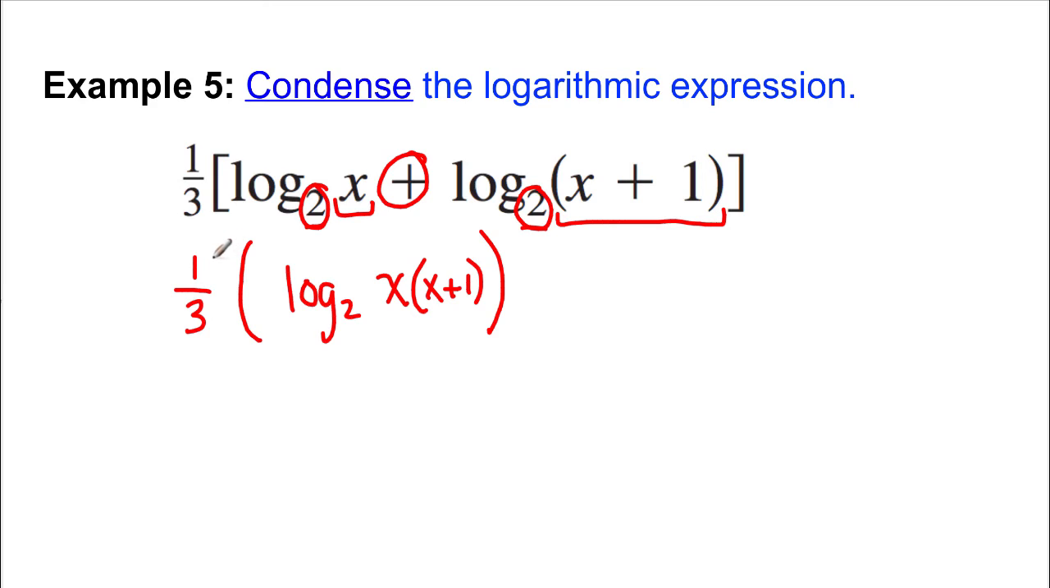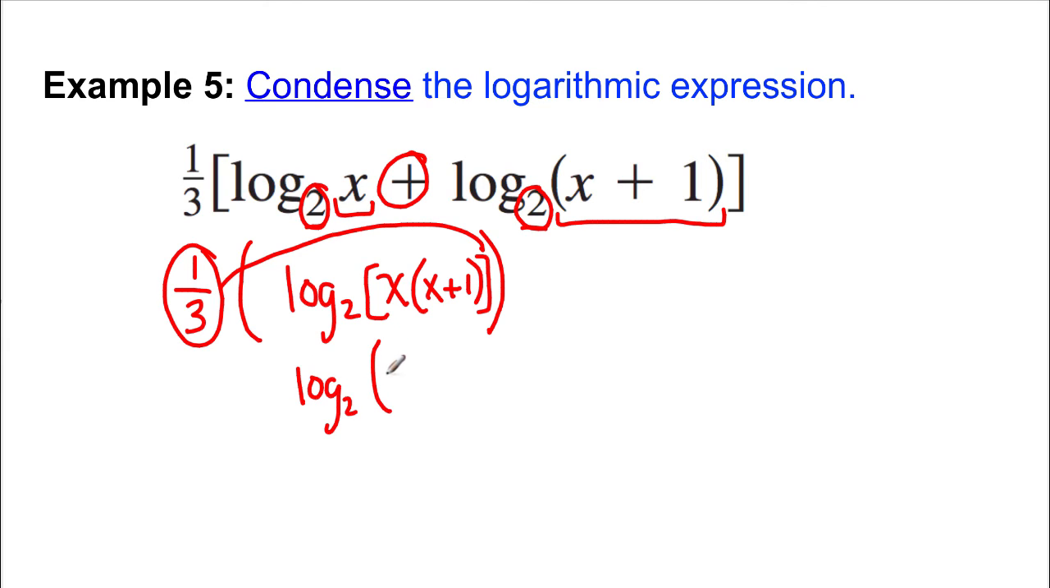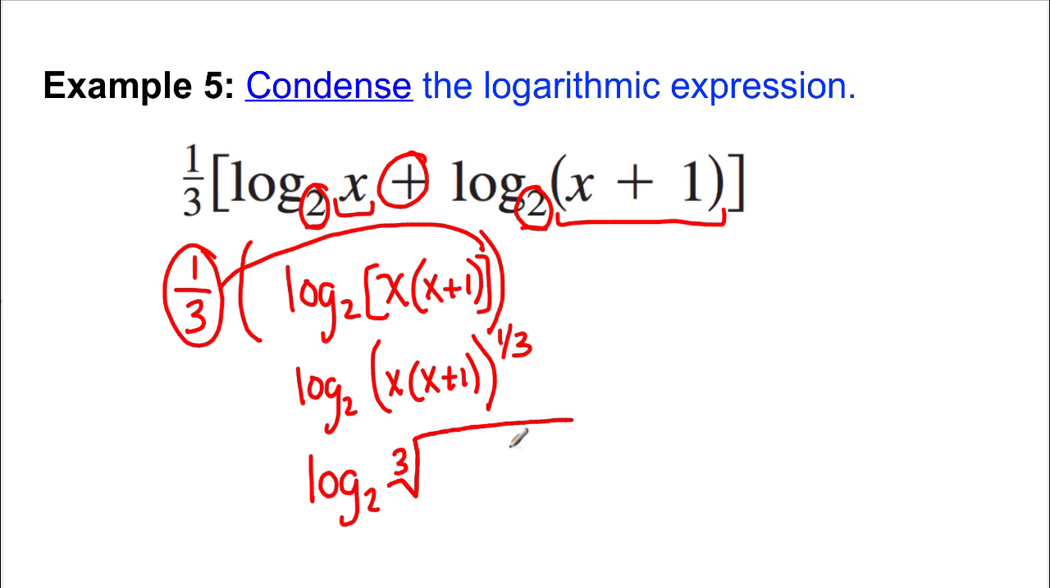And last but not least, this 1/3 as a coefficient can actually be written as a power here. So we can rewrite this as log base 2 of this entire thing, x times x plus 1, all to the power of 1/3. Okay, one more thing. Let's write that as the cube root. So my final answer, all condensed, would be log base 2 of the cube root of x times x plus 1.